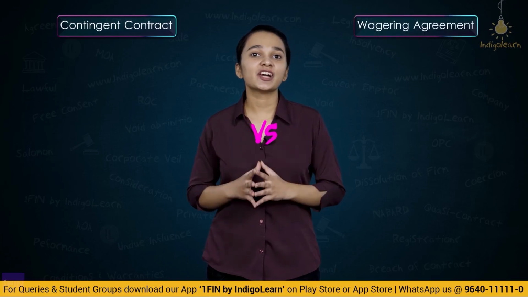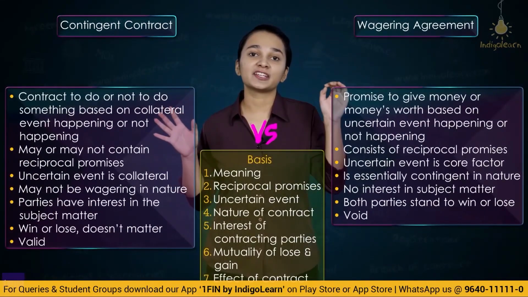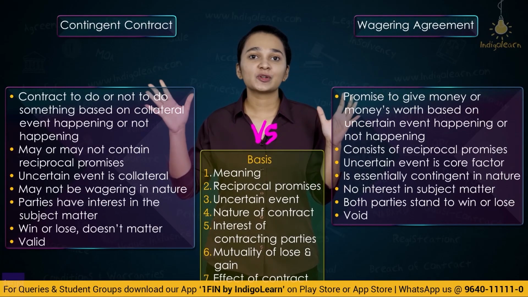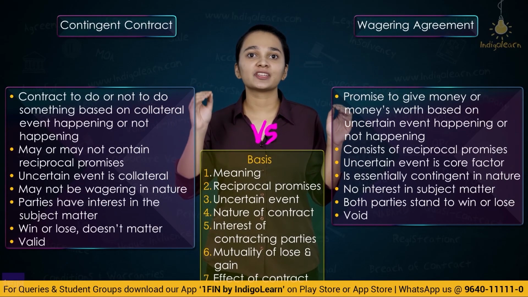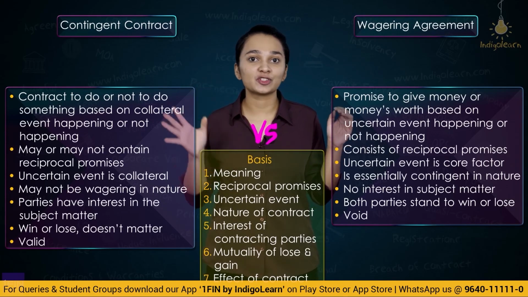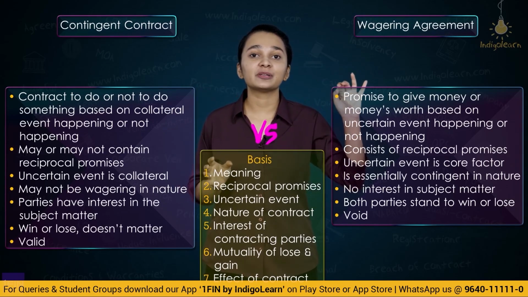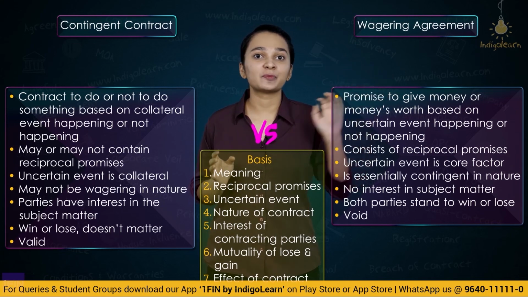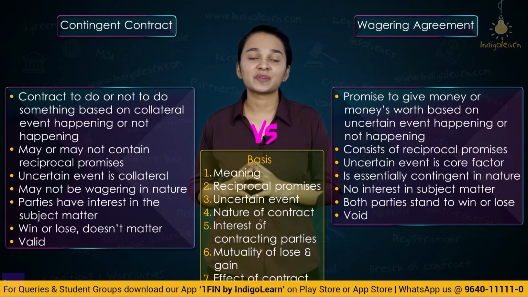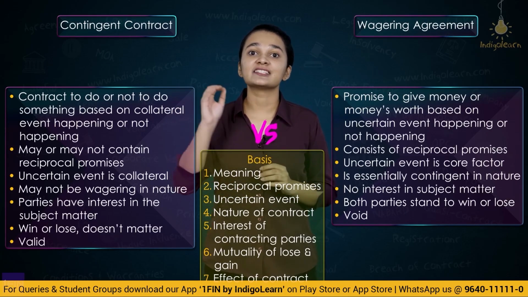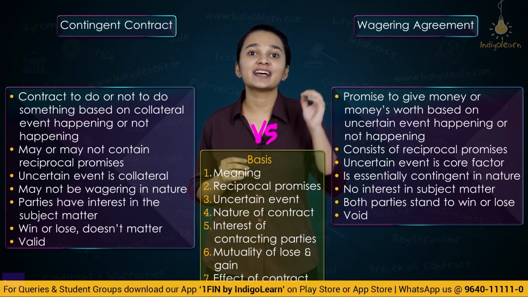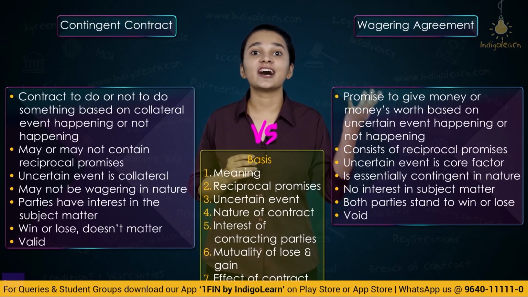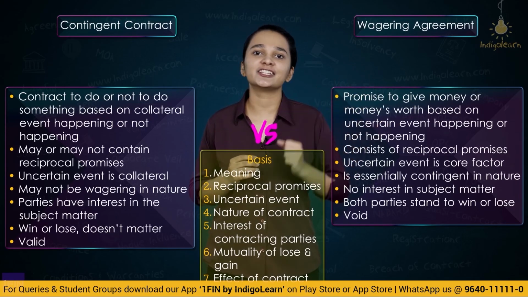After this, we discussed the differences between contingent contracts and wagering agreements, wherein we understood that contingent contracts are valid whereas wagering agreements are void. Contingent contracts are contracts to do or not to do something if an event happens or does not happen, whereas wagering agreements are promises to pay money or money's worth, wherein money plays an important role. In contingent contracts, the uncertain event is a collateral event, whereas in wagering agreements, the uncertain event is the core factor of the contract.